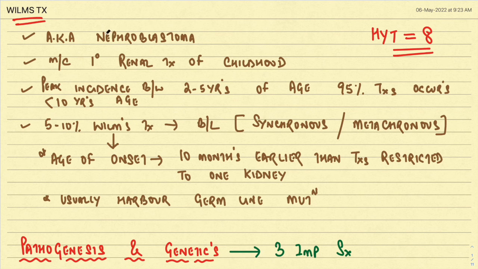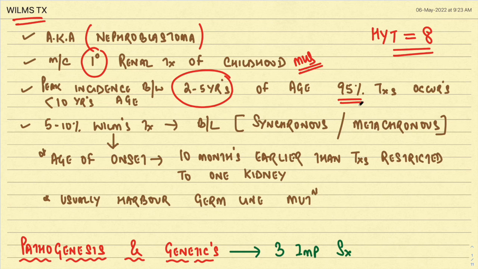Now Wilms tumor is one of the pediatric renal tumors. It is also known as nephroblastoma. It is the most common renal tumor of childhood. Very, very important MCQ. The peak incidence is approximately 2 to 5 years of age, and 95% of Wilms tumors occur in children less than 10 years of age.